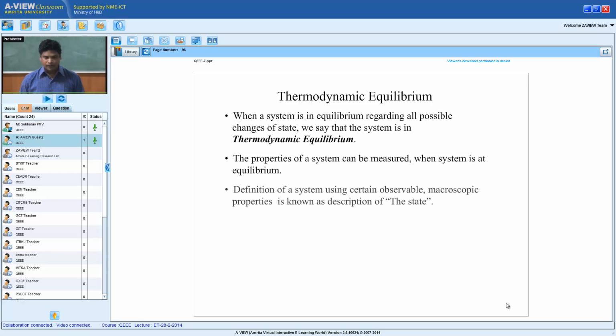So the definition of a system uses certain observable macroscopic properties. Finally, what I am concluding is why I want a zeroth law: because a quantitative description of a system is essential to state that I can do something, that I have understood this system. To have a quantitative description, what do you need? You need a measurement. And what do you want to measure? You need to decide what is good to measure. What are those things which can be measured?